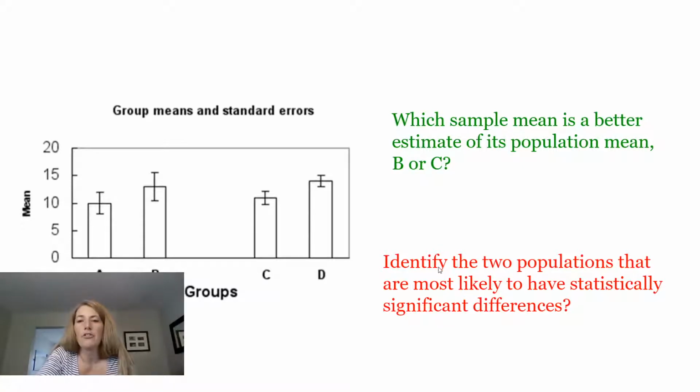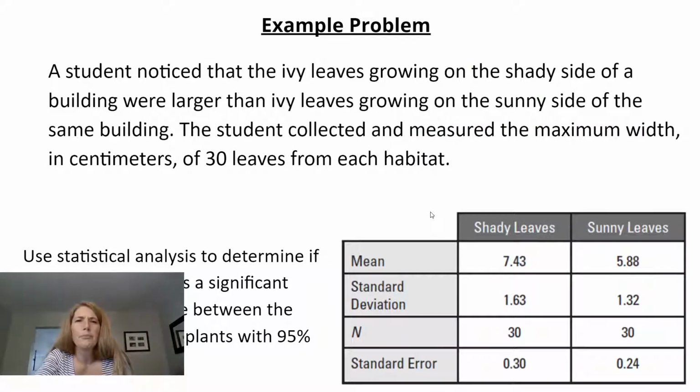Identify the two populations that are most likely to have statistically significant differences. So I'm looking for two populations that really don't overlap. This would be easier to see with a grid. I would say it's D and C, but it's kind of hard to tell. Maybe it's A and D. I need a grid on here to see that, but you're looking for which ones don't overlap.